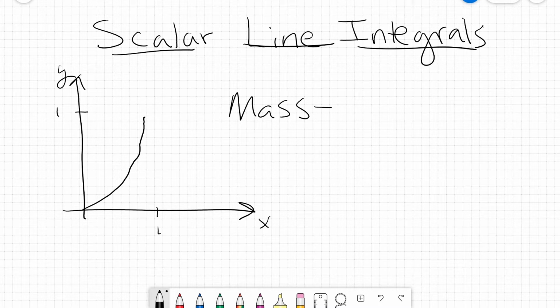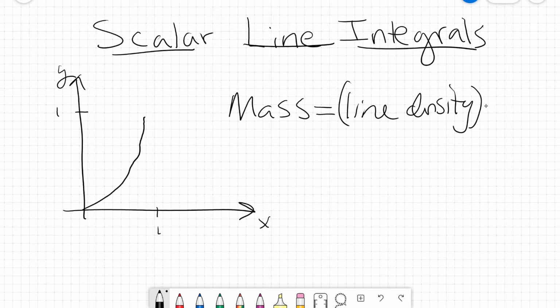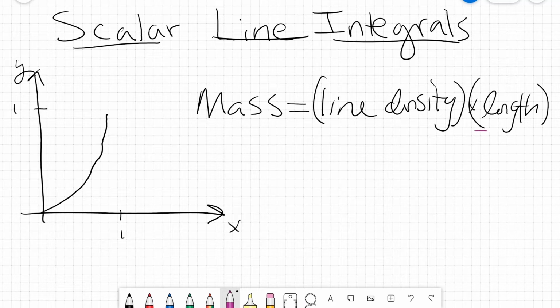Well, mass is equal to line density times length. The length adds one complication. It's not quite a simple shape, it's parabolic. Nevertheless, we've dealt with this problem before and we know how to compute the arc length. What about the line density? Why can't we just take the line density and multiply it by the length to get the mass?